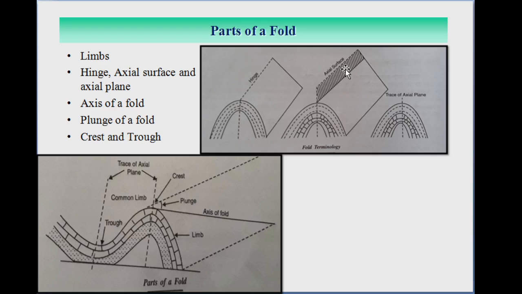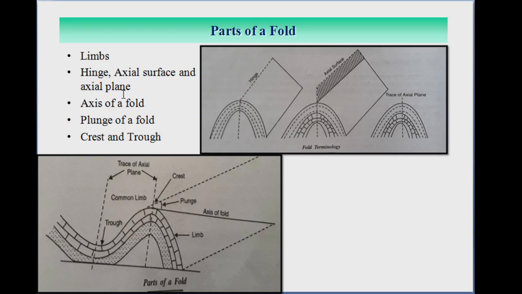If it is of planar nature, then such a type of fold is called a planar fold. Means a fold is called a planar fold if the axial surface is planar in nature. And if the axial surface is non-planar, then the fold is called a non-planar fold. So depending upon the nature of this axial surface, the folds are of two types, non-planar and planar fold.